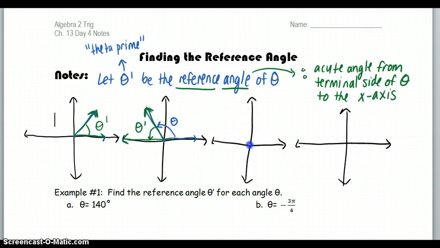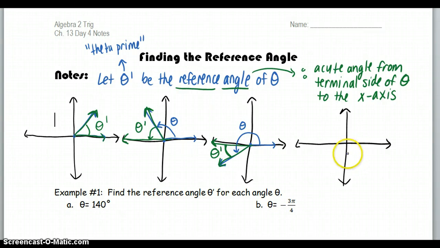So let's try one in quadrant 3. So quadrant 3 will be right down here. So let's say this is our angle theta. Well, if that's our angle theta, again, the reference angle is the acute angle from the terminal side to the x-axis. So that's going to be this angle right here, and that's going to represent our reference angle, or theta prime.